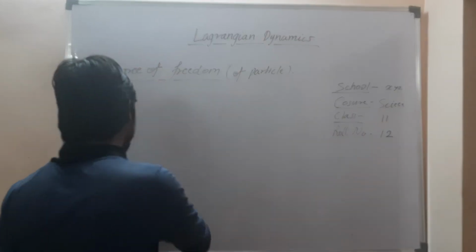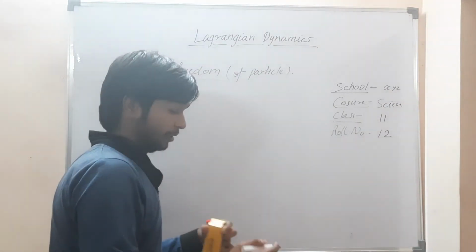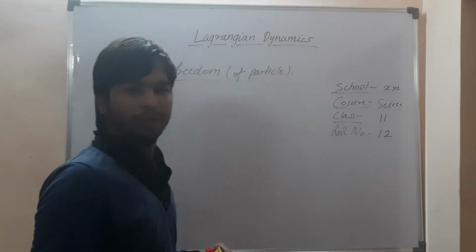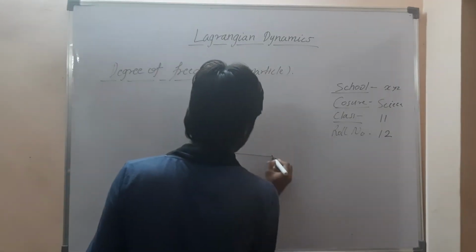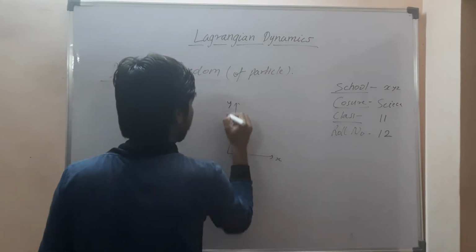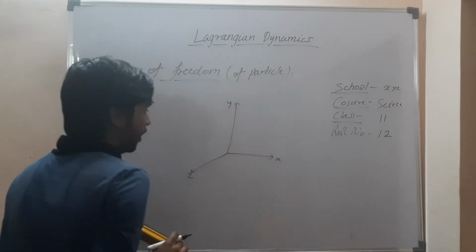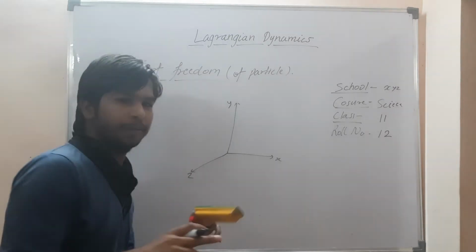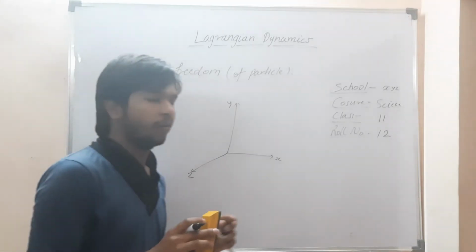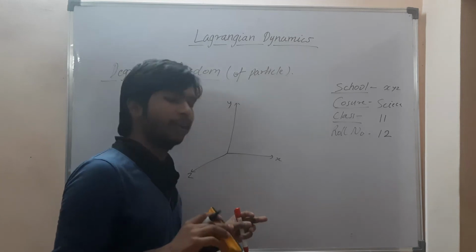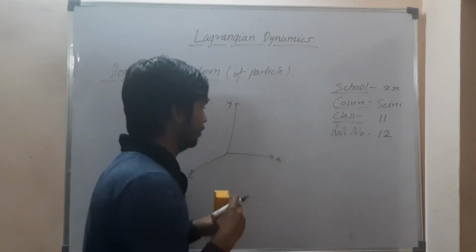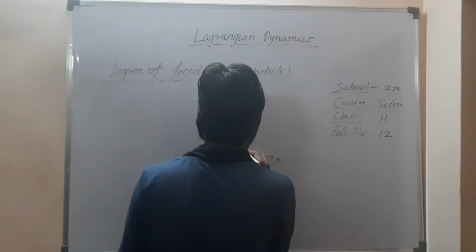Similarly, let me take a related example. This is a real life example, but it is not related to science. Let me take one example where this is the x coordinate, y coordinate, z coordinate. Let me consider one room, which is filled with balls, and all the balls are red in color, and among them one is black. So there are many balls in the room.